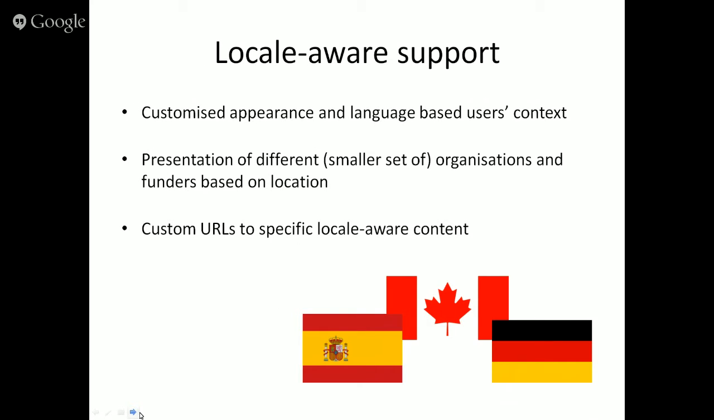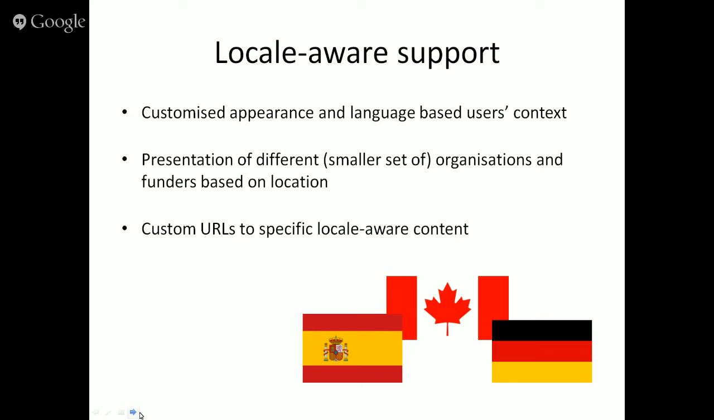And we've been getting a lot of international interest in DMPonline. So we're also looking at locale aware support, and here we're thinking about being able to customize the appearance of the tool based on the user's context. There's already a Spanish translation of DMPonline. This is the kind of thing that we want to be able to pull into the main instance so that we're able to offer up that Spanish version, for example, for any users in Spain.